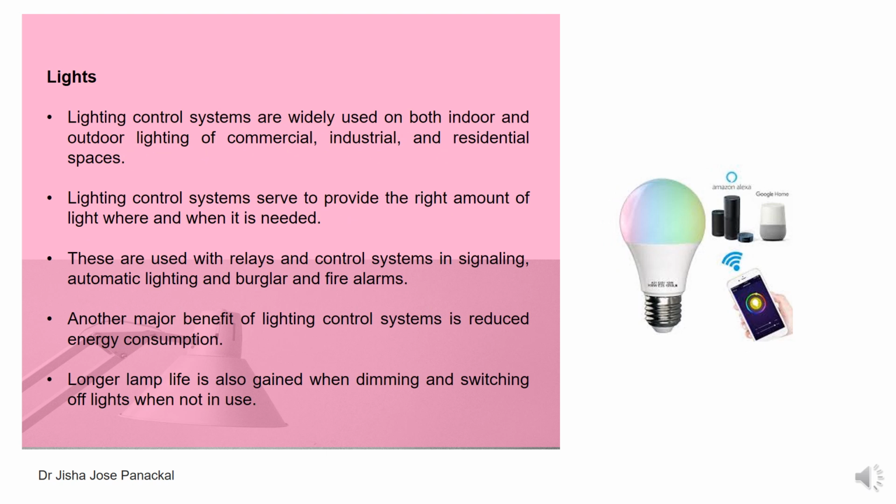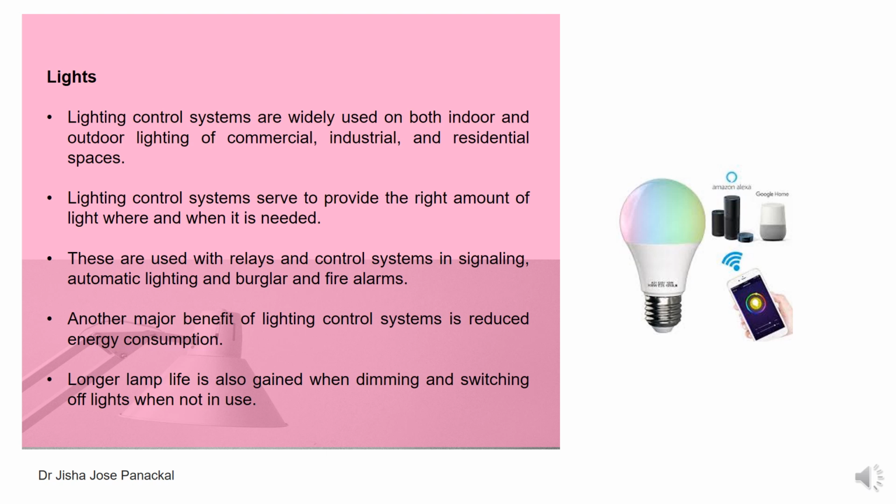These systems are widely used on both indoor and outdoor lighting of commercial, industrial and residential spaces. These systems serve to provide the right amount of light where and when it is needed. These are used with relays and control systems in signaling, automatic lighting and burglar and fire alarms. So these are used nowadays with traffic light signals, and we can use this as burglar or fire alarms.